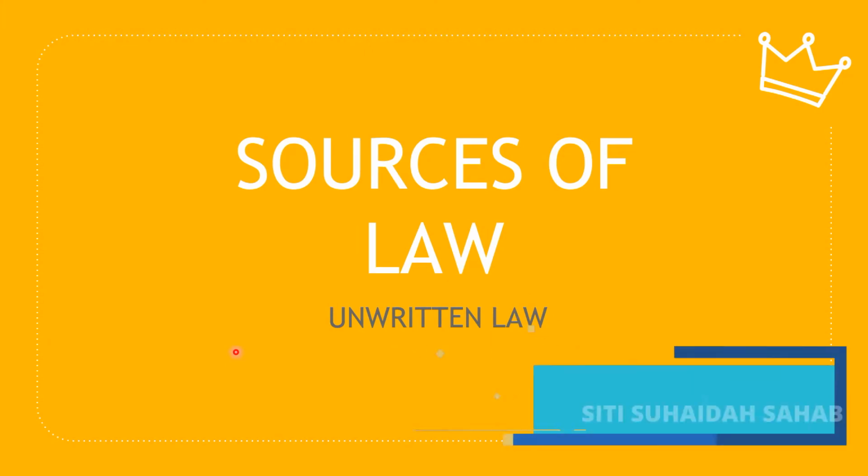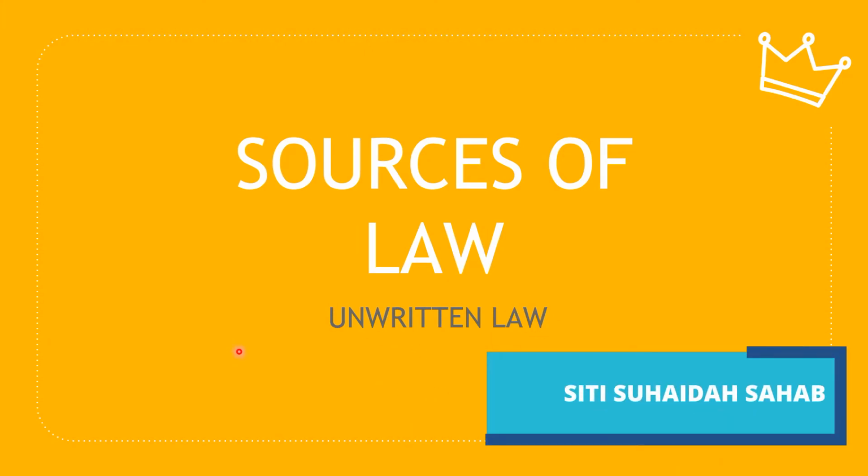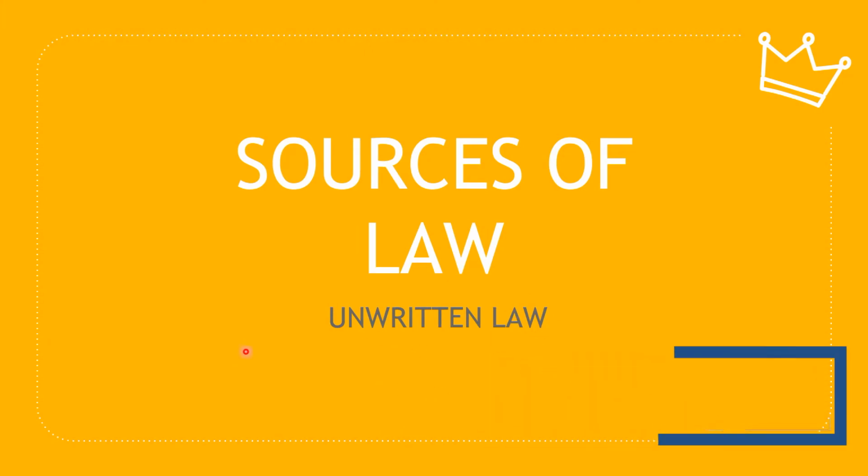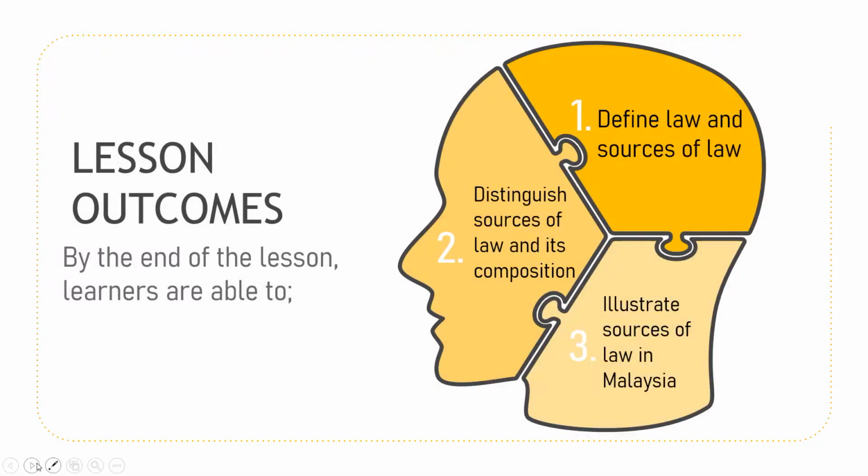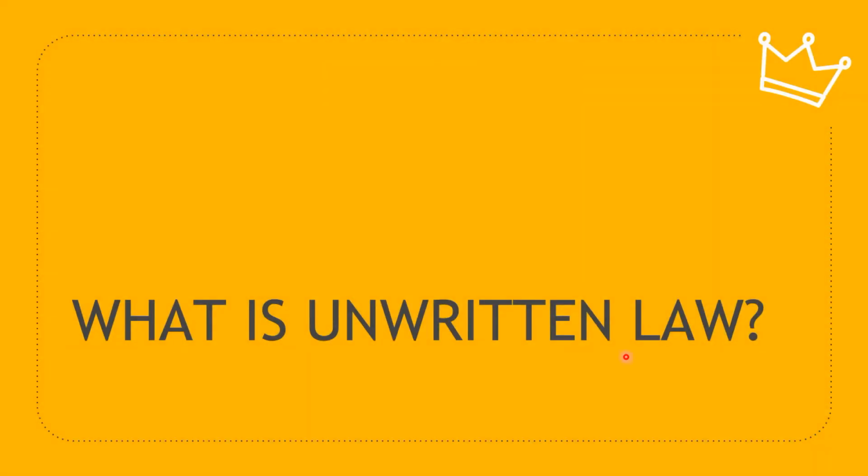The sources of the Malaysian legal system are from two different laws, the written and unwritten law. This video will be looking at unwritten law. We hope that by the end of the lesson, learners can achieve the following learning outcomes. Let us look at the definition of unwritten law.